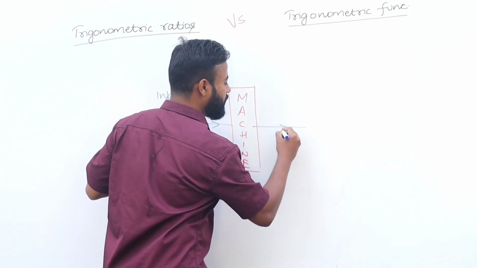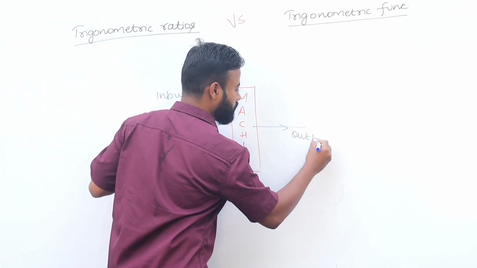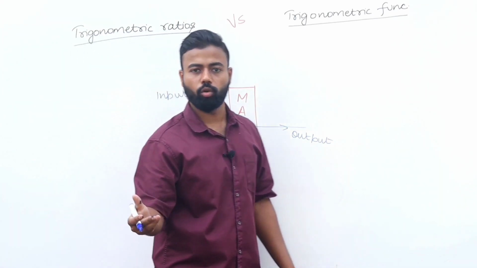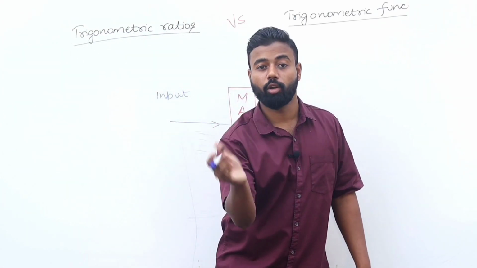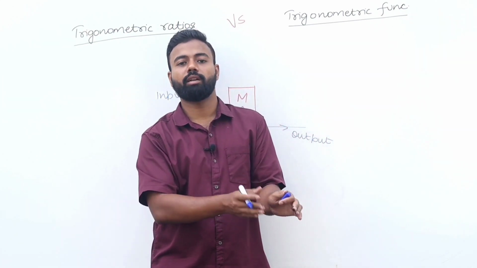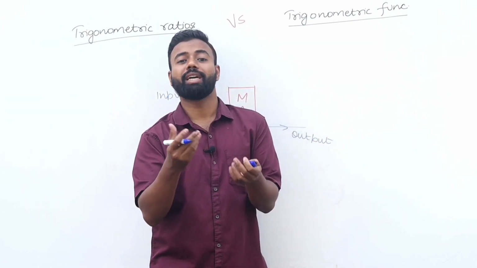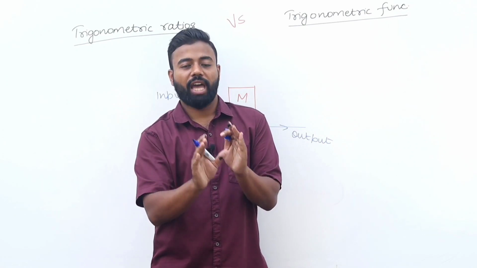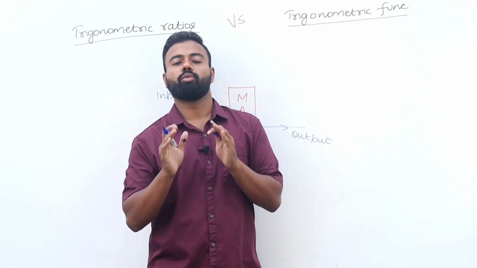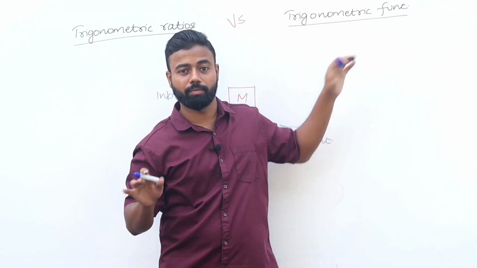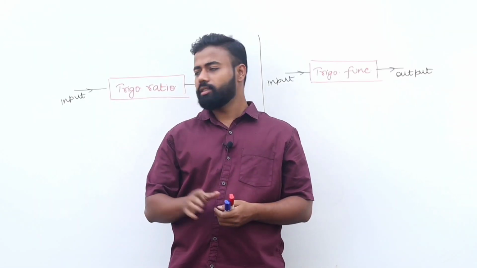And the machine will definitely be giving some output. If it is a washing machine, then the input for this machine would be your clothes. It won't have vegetables or fruits as input, because vegetables and fruits are input to some other machine. That other machine would be a grinder, juicer or something like that. So every machine has a different input. With this analogy, I will be explaining trigonometric ratios and trigonometric functions. So students, let's see the difference.